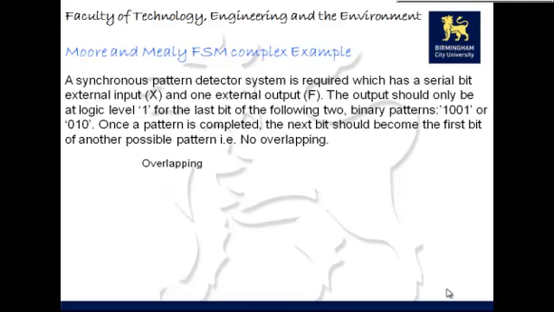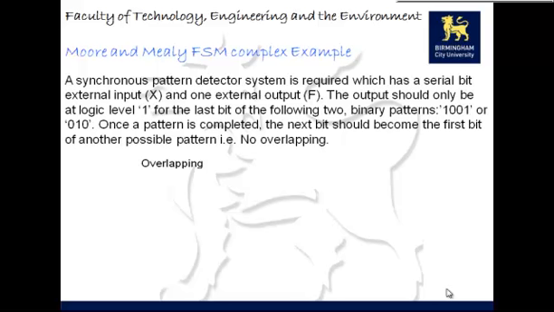We'll move now on to a slightly more complex example. These are the kind of examples that we did quite a lot in the class and tutorials. A synchronous pattern detector system is required which has a serial bit, an external input X and an external output F. The output should only be at logic level 1 for the last bit of the following 2 binary patterns. Those patterns are 1001 or 010.